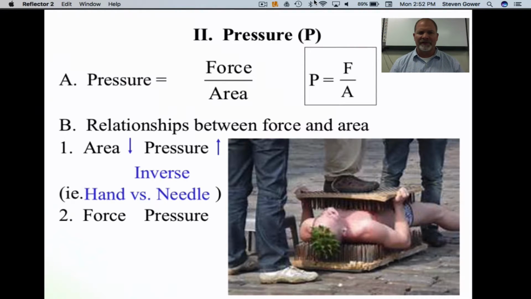Actually, there's the area. We actually have the bed of nails. We have that example. You increase the area, you're going to actually decrease the pressure. But force and pressure are directly related, so it's important you understand that relationship as well.